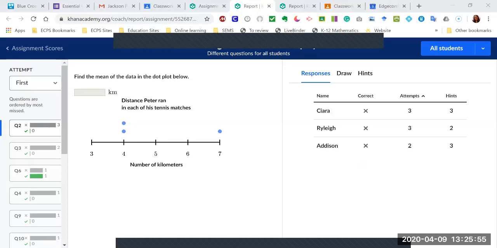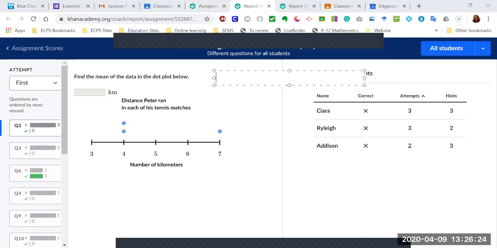Now, on this first problem here, we have a dot plot, and it's asking for the mean of the data in the dot plot. The dot plots are really probably the easiest ones you have, just because each dot just represents one of those numbers. So for this one, if we're looking for the distance Peter ran in each of his tennis matches, there's two dots on 4 and one on 7.